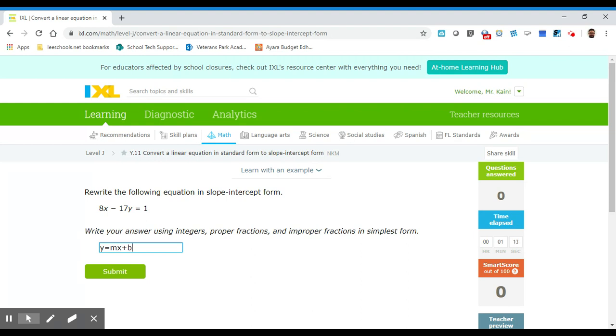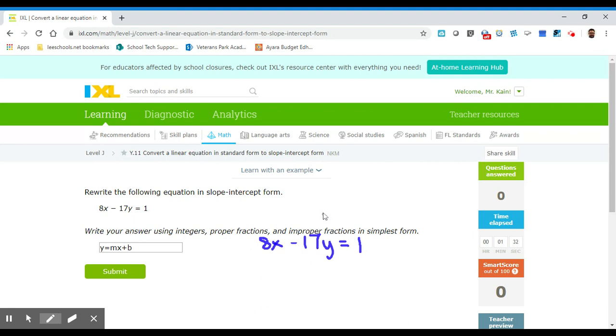So here is what we do. Take your paper, we're going to write the problem down. We're going to write 8x minus 17y equals 1.